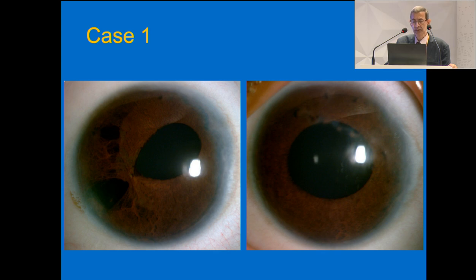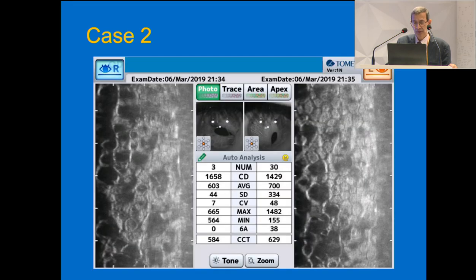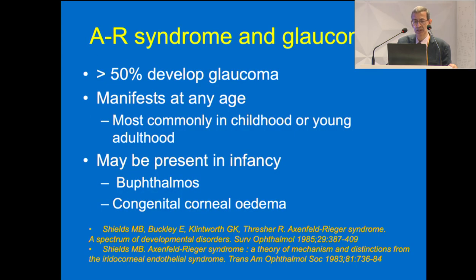Here is a typical case of Axenfeld anomaly. You can see iris change, corectopia, ectropion uvea, and on gonioscopy the typical feature: iris strands bridging the angle are attached to the prominent Schwalbe's line. Here is a case with similar features, but the corneal change is in the endothelium, an extensive change in the corneal endothelium.